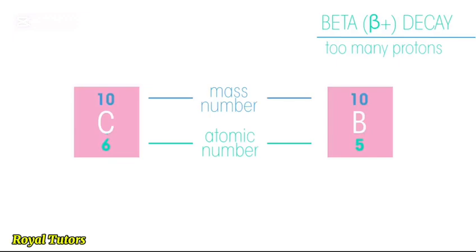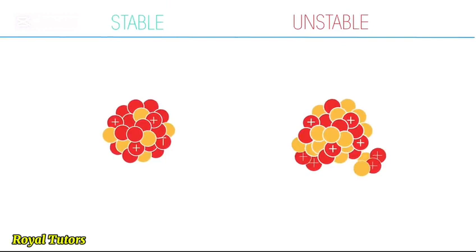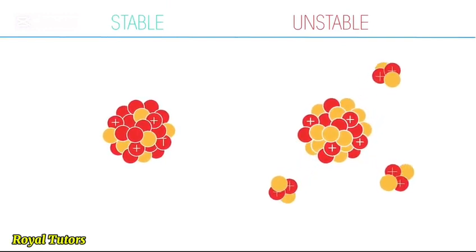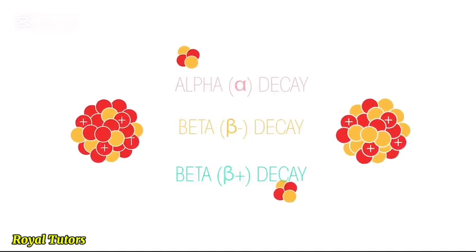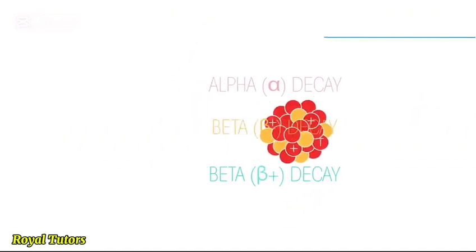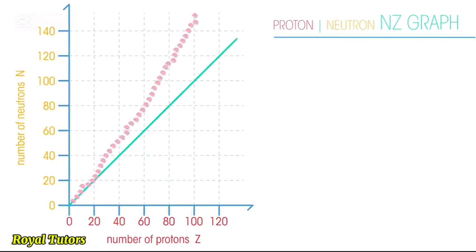So, how do we know if an atom is stable or unstable? We can determine whether a radioisotope is likely to decay and what type of decay is likely to occur by looking at its position on a proton-neutron N-Z graph. This graph shows numbers of protons on the x-axis and the number of neutrons on the y-axis. This is a stability line. If a radioisotope lies left or right of this line, it is unstable and likely to decay to become stable.